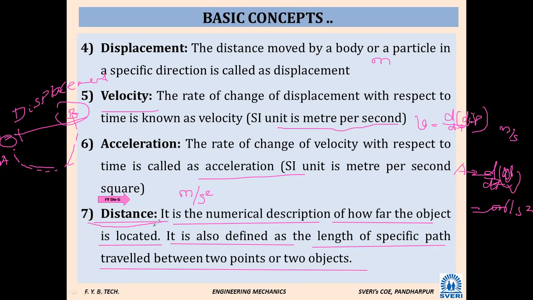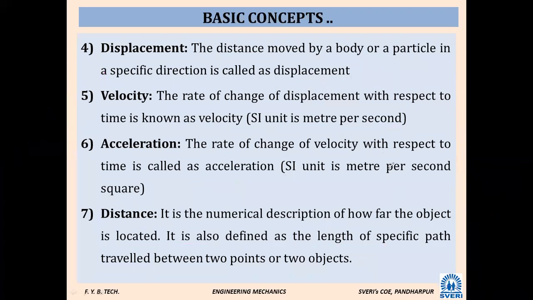When you come to distance, that is the numerical description of how far the object is located. Or it is also defined as the length of specific path traveled between two points, called as distance. Is it clear? Yes, sir.